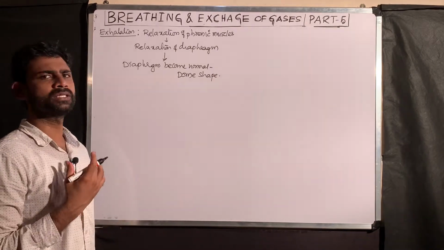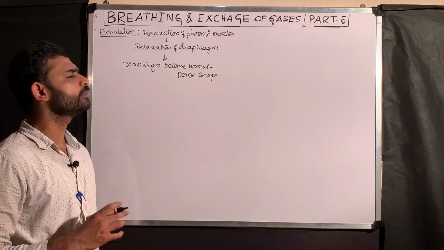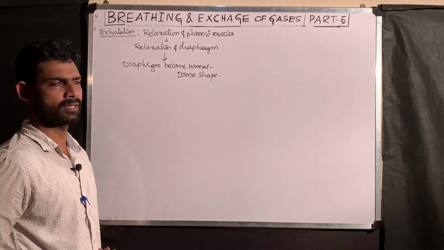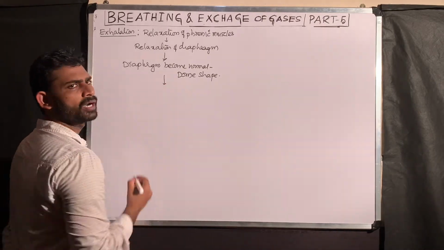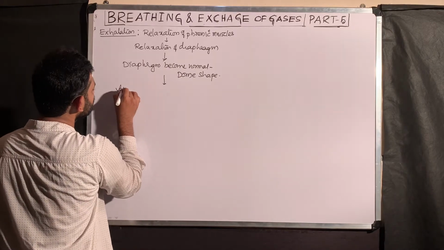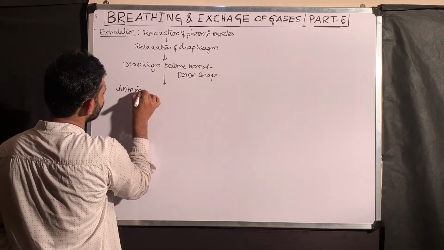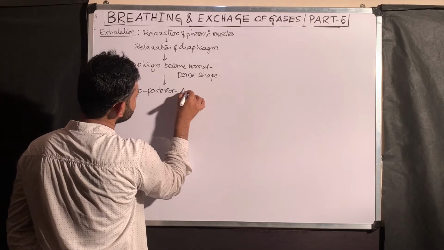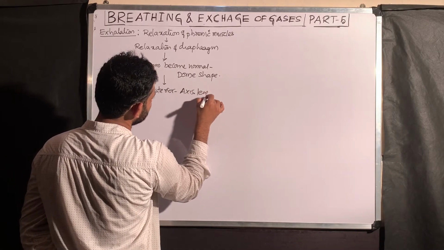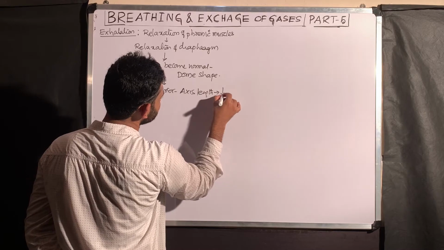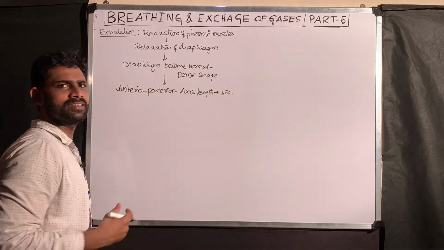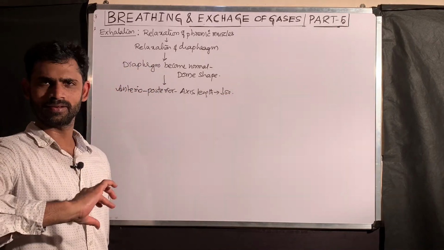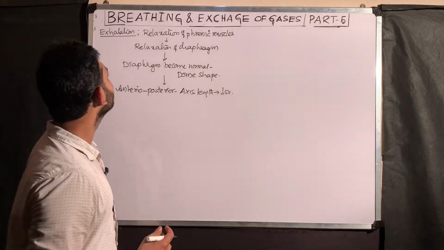Because of the relaxation of the diaphragmatic muscles, what happened? The diaphragm becomes normal. Because of that reason, what is happening? The anteroposterior axis length is decreased. Instead of increased, it came to the normal. Yes or no?